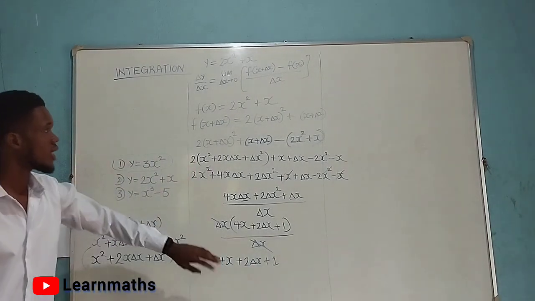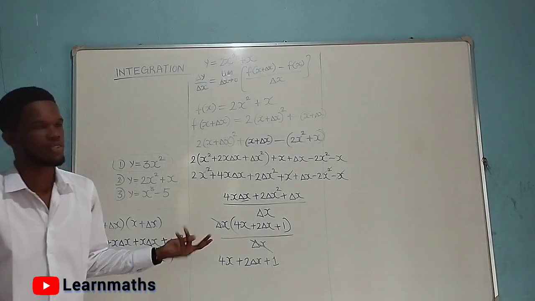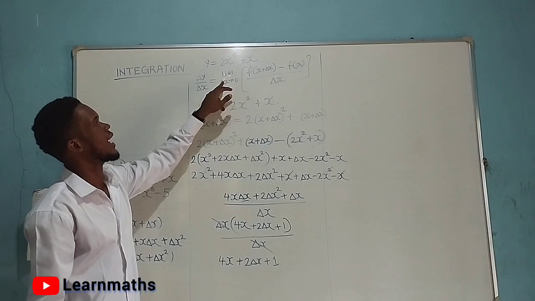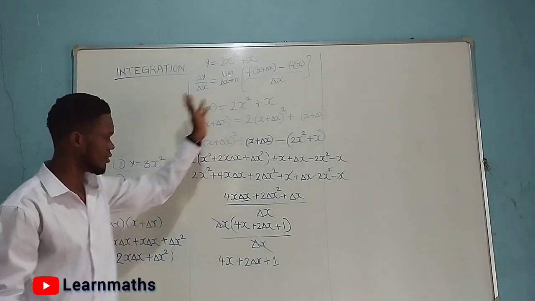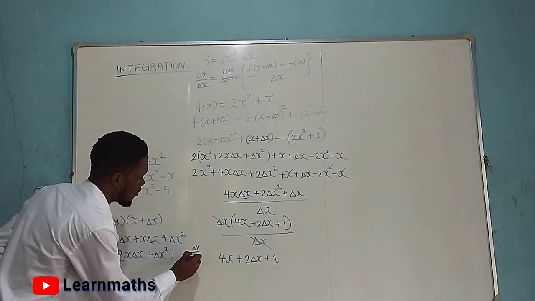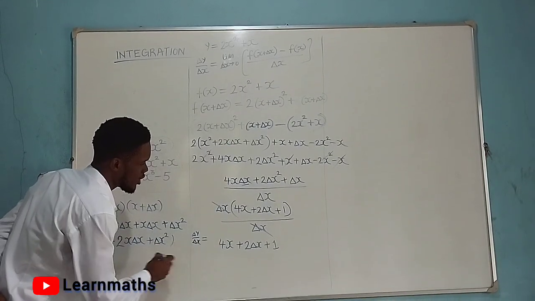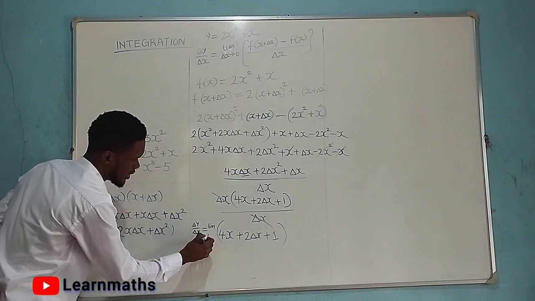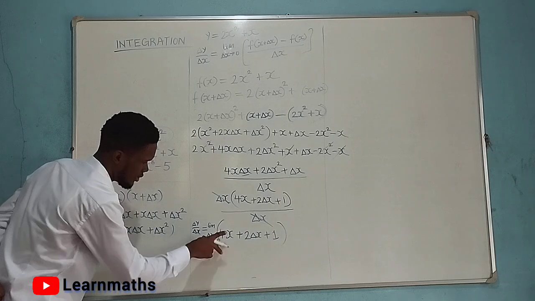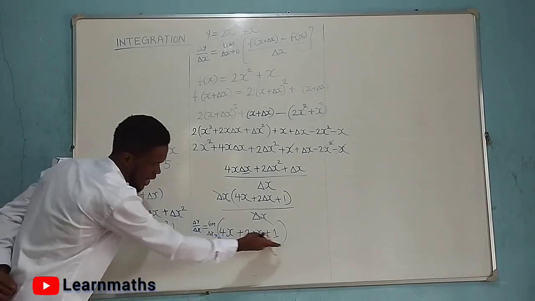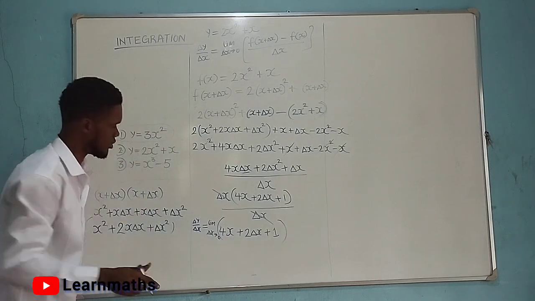And now there is no further simplification, so we can start taking the limit as change in x approaches 0. Change in y over change in x is going to be equal to the limit of this function as change in x approaches 0. So we are going to substitute change in x with 0. If we find any change in x, just substitute it with 0.